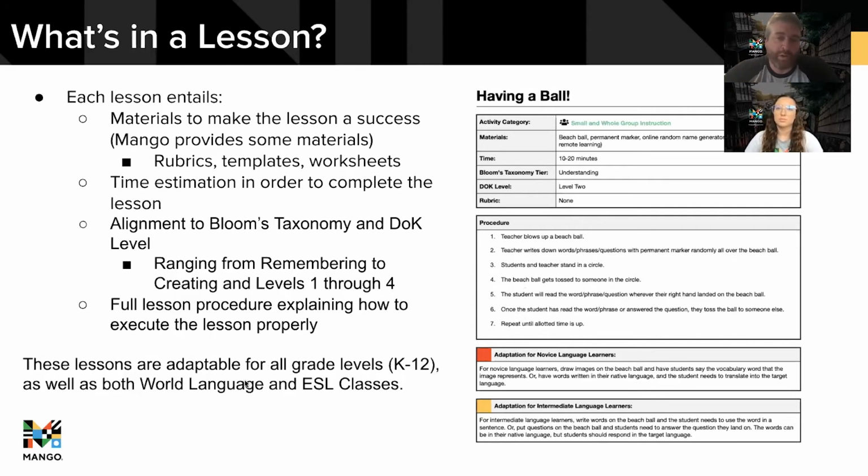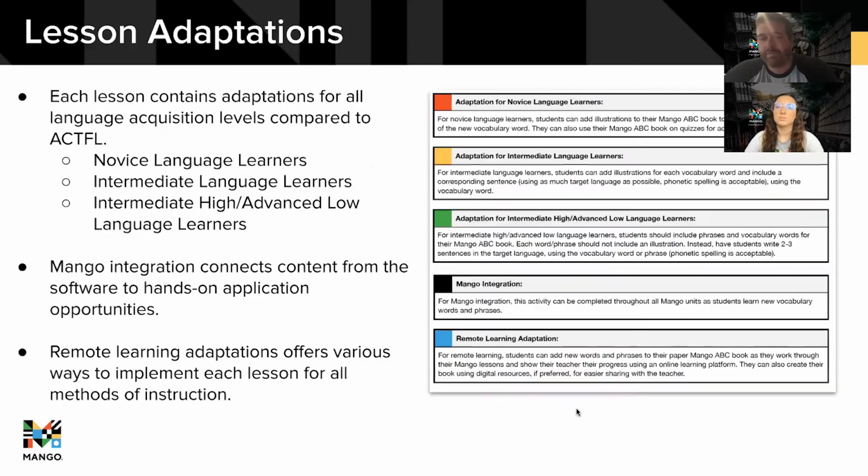These are adaptable for all grade levels. You will see it says K-12, but it's actually beyond that to university and college settings. So we have adaptations for novice, intermediate, and advanced learners, intermediate high, advanced low. And really that's going to correspond to their level of exposure to the language. If they're new learners, they might be able to use these novice adaptations, whereas your intermediate and advanced learners that you might find in a university or college setting can use the adaptations for those learners.